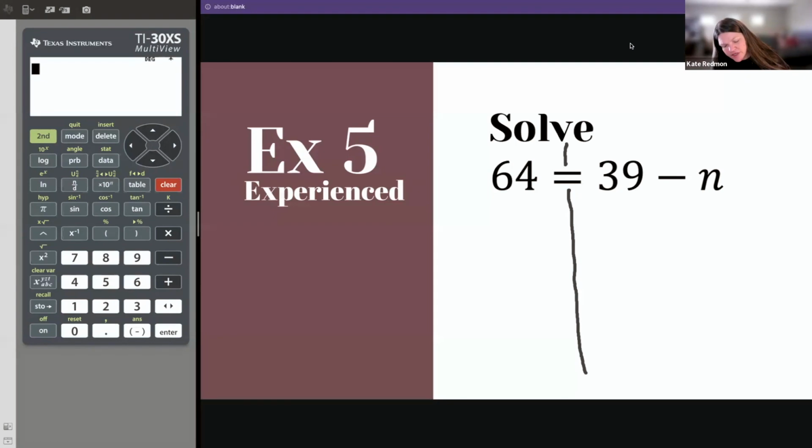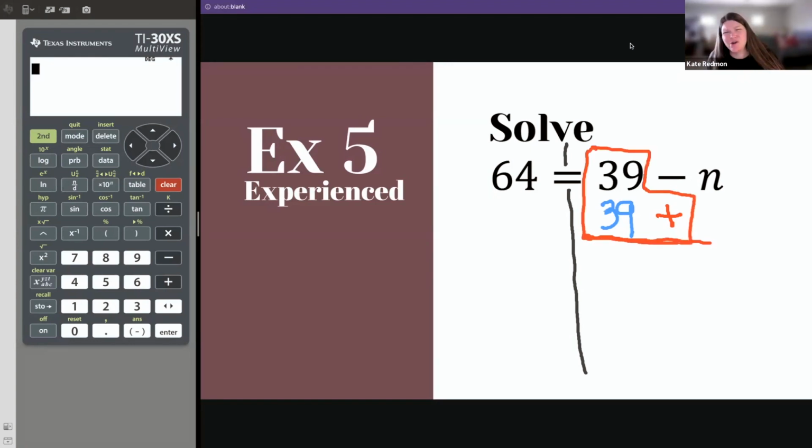64 is equal to 39 minus n. I've only got one number to get rid of, right? The 39. Problem is, most students pick the wrong operation. They say, well, look, there's this subtraction sign between 39 and n. I'm going to do the opposite. I'm going to add. And let's just go along with it. Let's say you did add. What would happen if you took 39 and added 39?